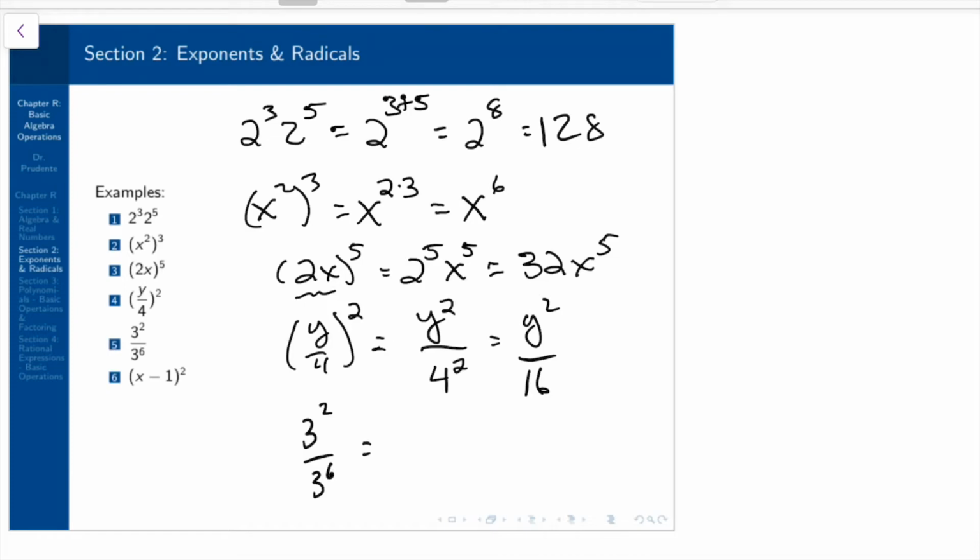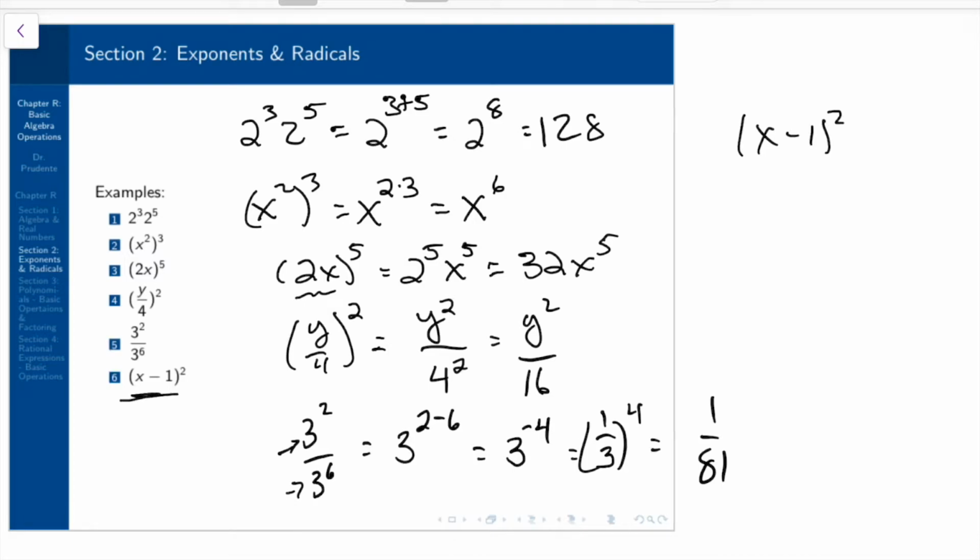The fifth example, we're dividing, and the bases are the same, 3, so in essence I can take the exponents and subtract them and get 3 to the negative 4. Whenever we have a negative exponent, it's like saying the reciprocal to that positive power. 3 to the fourth is just 81.